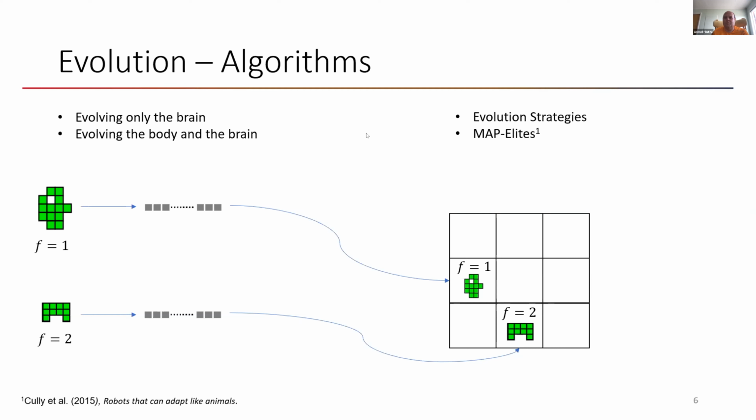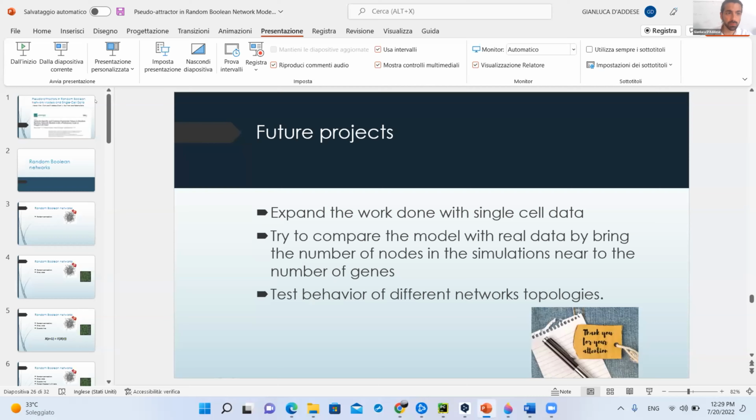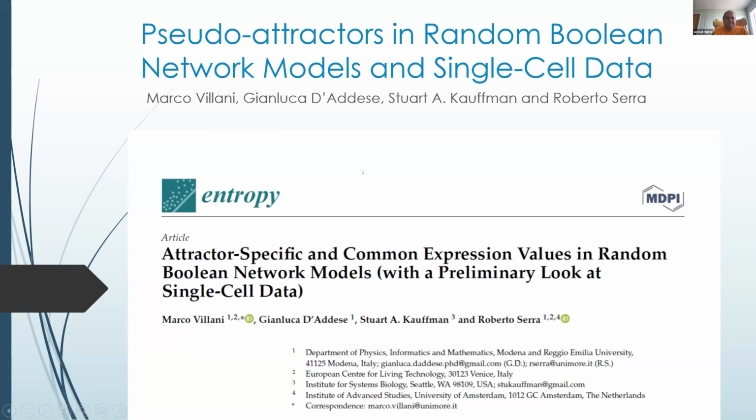Yeah. Okay. Cool. Then let's thank our speaker, and we go on with our next presentation from Marco Vigliani, pseudo attractors and random Boolean networks in single cell data. Hi, the presenter will be Gianluca D'Addese. Okay. Yeah, I will present it. Okay. Hi, Gianluca. Perfect. Then anyways, please. So, you can see, no? We can see your presentation. Yes. The presentation, perfect.